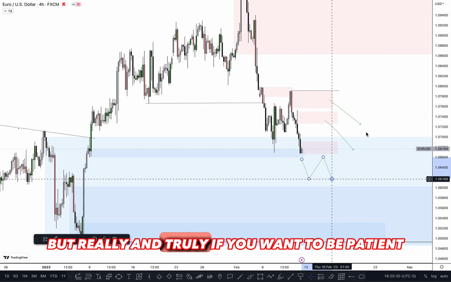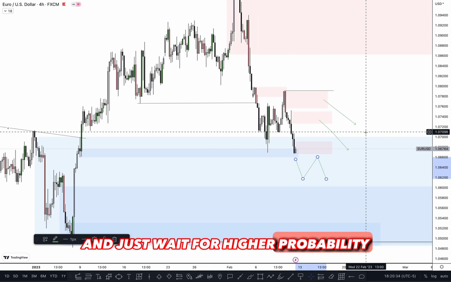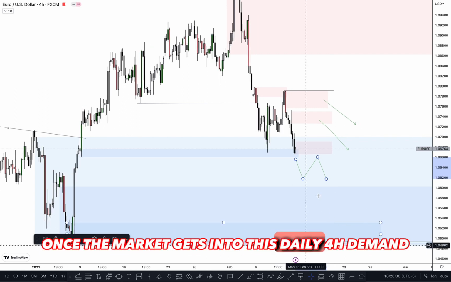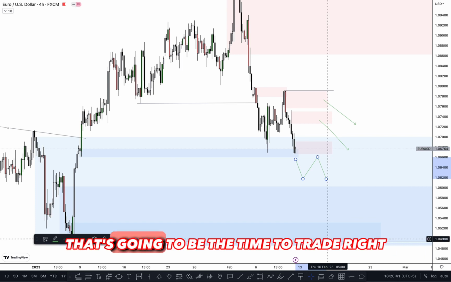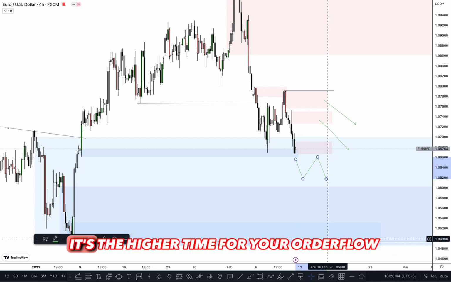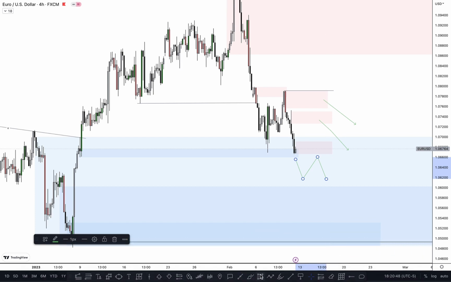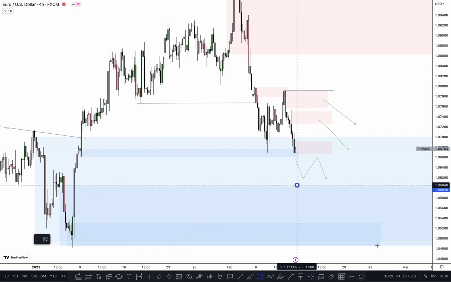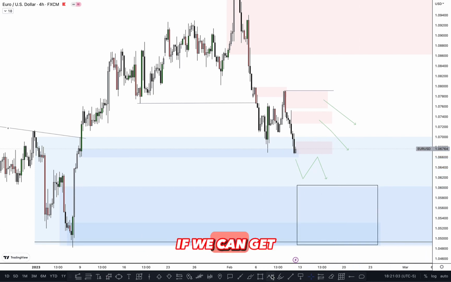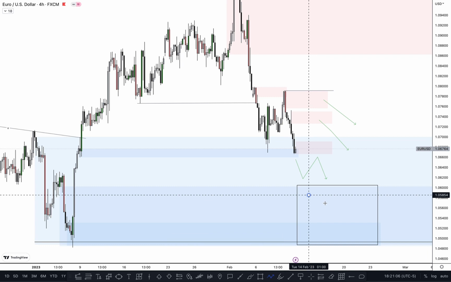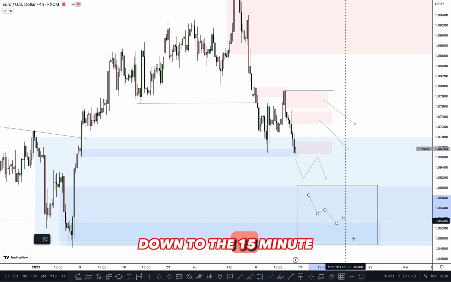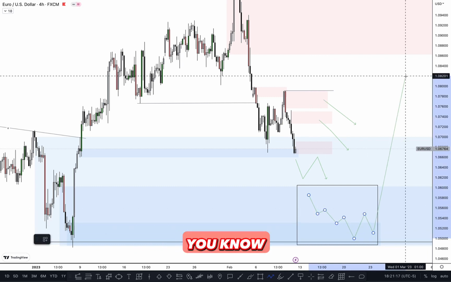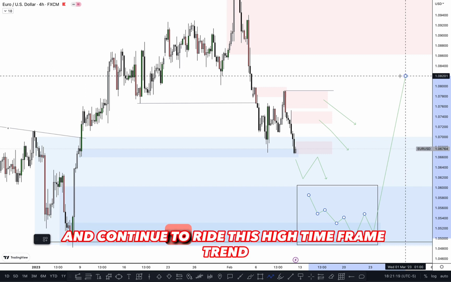But really and truly, if you want to be patient and just wait for a higher probability, once the market gets into this daily 4-hour demand, that's going to be the better trade, right? Because it's in line with the higher time frame order flow. So within this daily area, if we can get confirmation down to the 15-minute, then we can find an excellent trade to continue to ride this higher time frame trend, right?